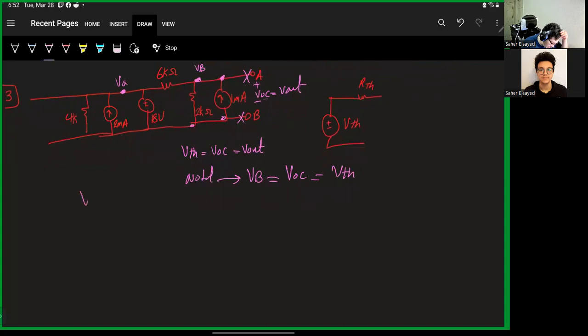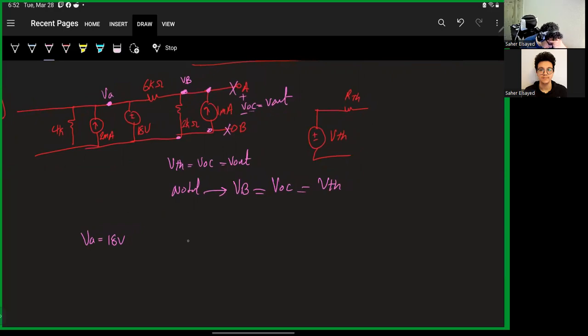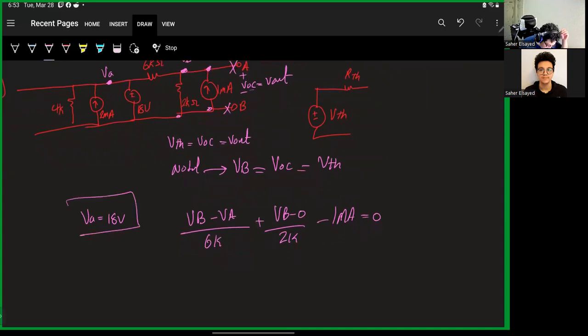So nodal in this case is going to be VA minus 0 divided by 4K minus 2 milliamps. Oh wait, VA, we know VA. Again, what is VA? It's 18 volts. Well, let's do nodal for VB. What is VB? VB minus VA divided by 6K plus VB minus 0 divided by 2K minus 1 milliamp is equal to 0. Simple enough. We put VA, we plug it back, we get VB. VB comes to be, what is it?